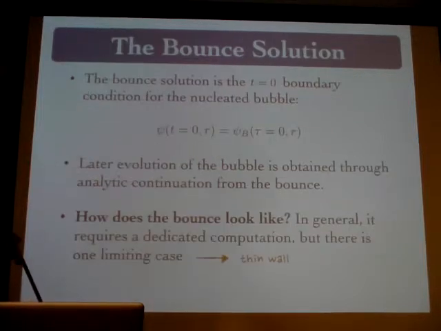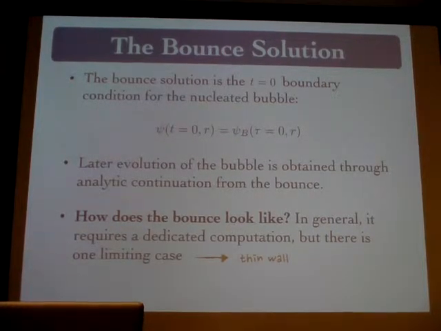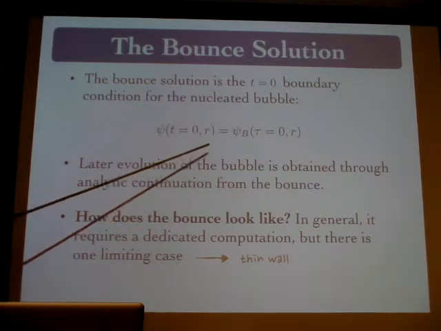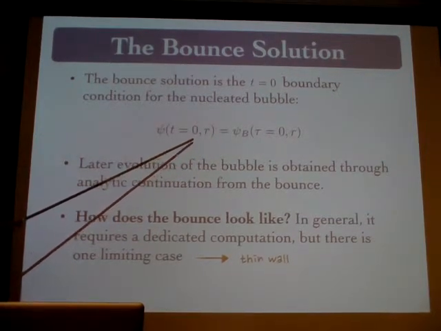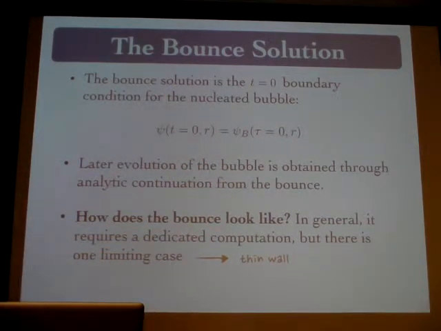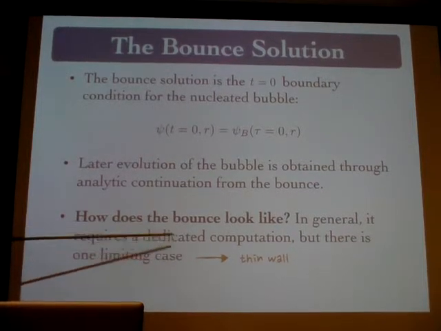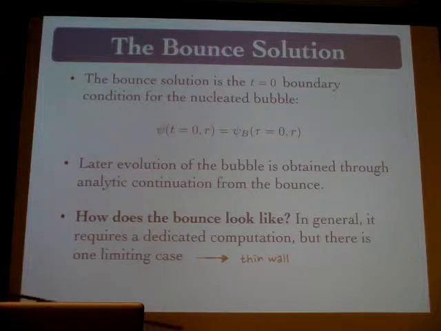Right, so the bounce solution tells us about the decay rate, but it also tells us about what the bubbles look like when they are nucleated. So in particular, the bounce solution is the initial boundary condition for what these bubbles look like. And later evolution of these bubbles is just obtained by analytically continuing the bounce. So in general, we want to know what these bounces look like in order to know what these nucleated bubbles look like. So in general, this is a complicated problem. Like the only way to solve this is just computing it numerically.